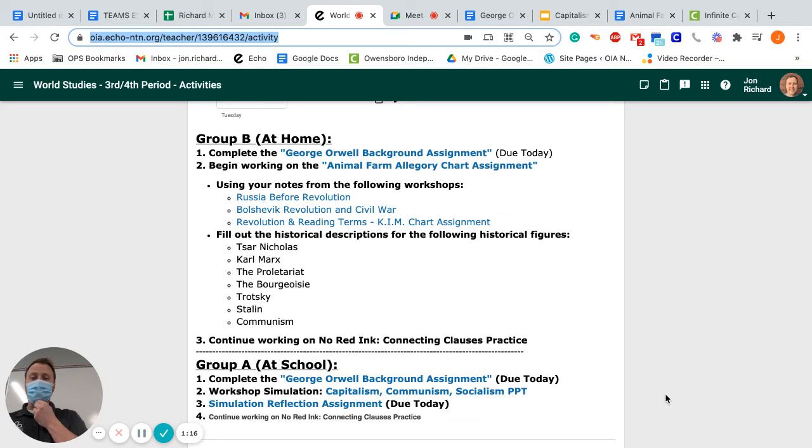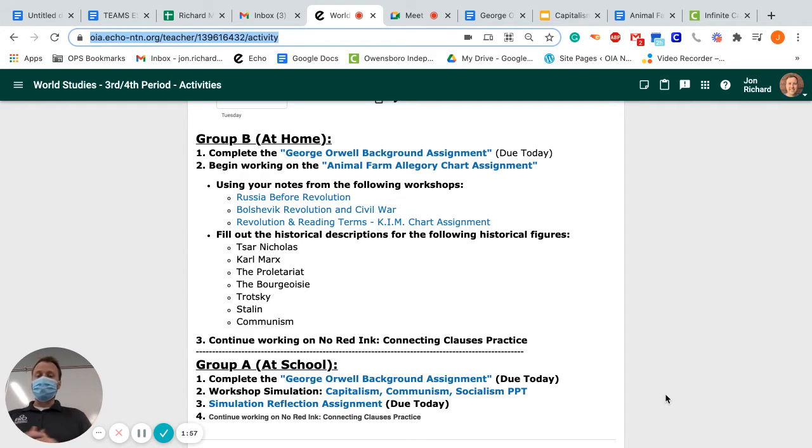Then you all at home are going to start looking at the allegorical comparison between Animal Farm and the history of the Russian Revolution or Bolshevik Revolution. Obviously, we haven't read Animal Farm yet, so you all at home are going to be doing just the history side of it so far. You're going to look at Tsar Nicholas, Karl Marx, proletariat, bourgeoisie, Trotsky, Stalin, communism, which we talked about all of those over the last few days. And you are going to kind of start taking down some ideas. So whenever we start reading Animal Farm on Thursday, you are ready to kind of make a comparison with those characters, okay, or with those historical figures.